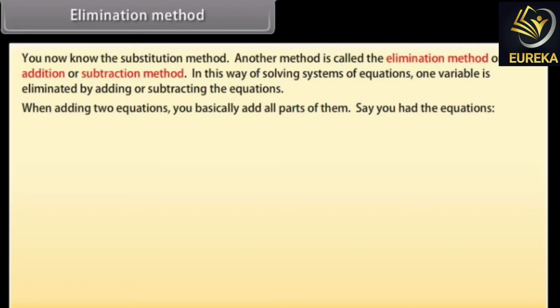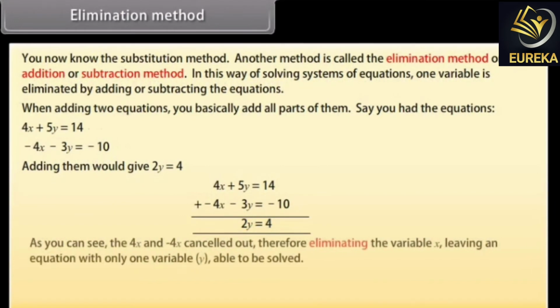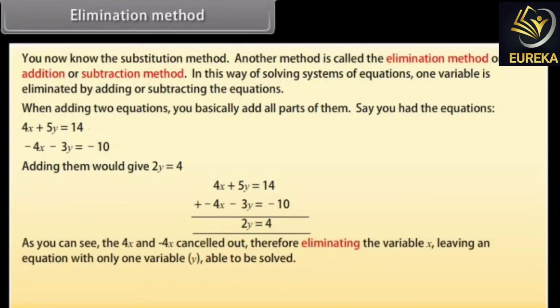Say you had the equations 4x plus 5y is equal to 14, and minus 4x minus 3y is equal to minus 10. Adding them would give 2y equals 4. As you can see, the 4x and minus 4x cancelled out, therefore eliminating the variable x, leaving an equation with only one variable y able to be solved. 2y is equal to 4. y is equal to 2.